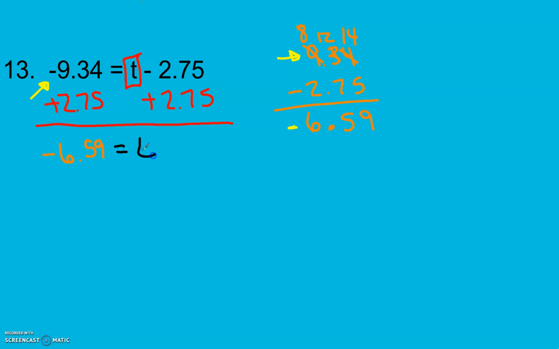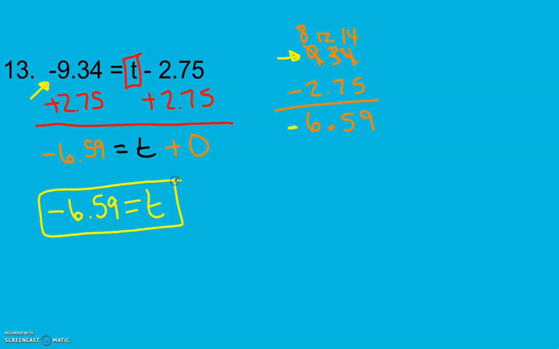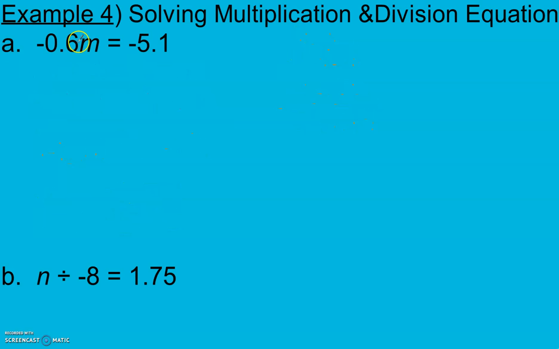I didn't change my equals or my T, and a plus 0. So here I get T equals negative 6.59. And again, if we plug that in, it will check. M is being multiplied by negative 0.6, so I divide by negative 0.6. And if I do it to one side, I do it to both.